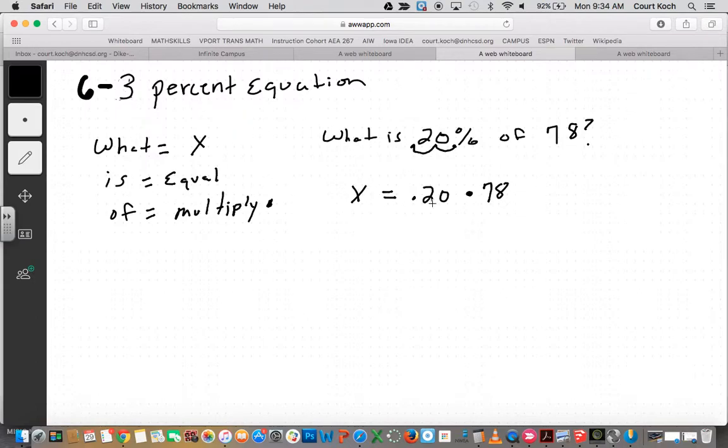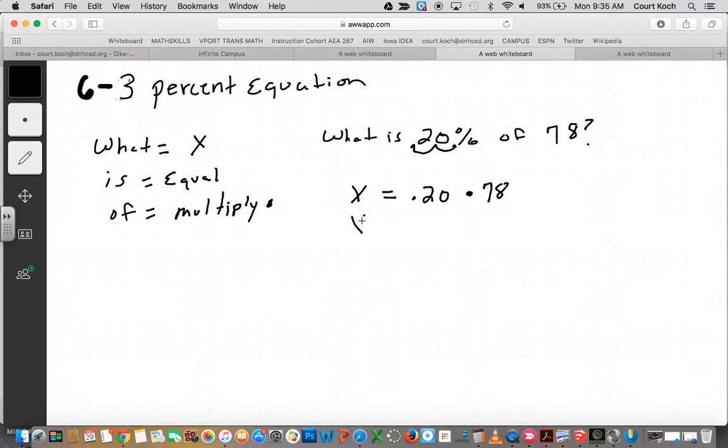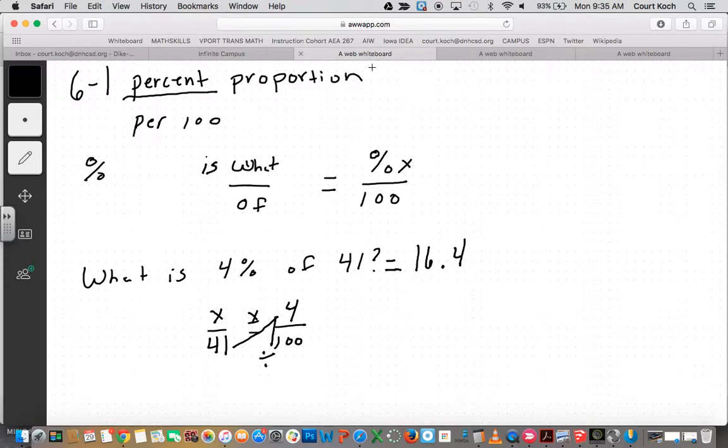Now I pull up my calculator, and it works out nice and neat. 0.20 times 78, and I get 15.6. I'm going to keep that decimal. X equals 15.6. That's going to be my answer. So what number is 20% of 78? 15.6 is. It's important to know this is communication.